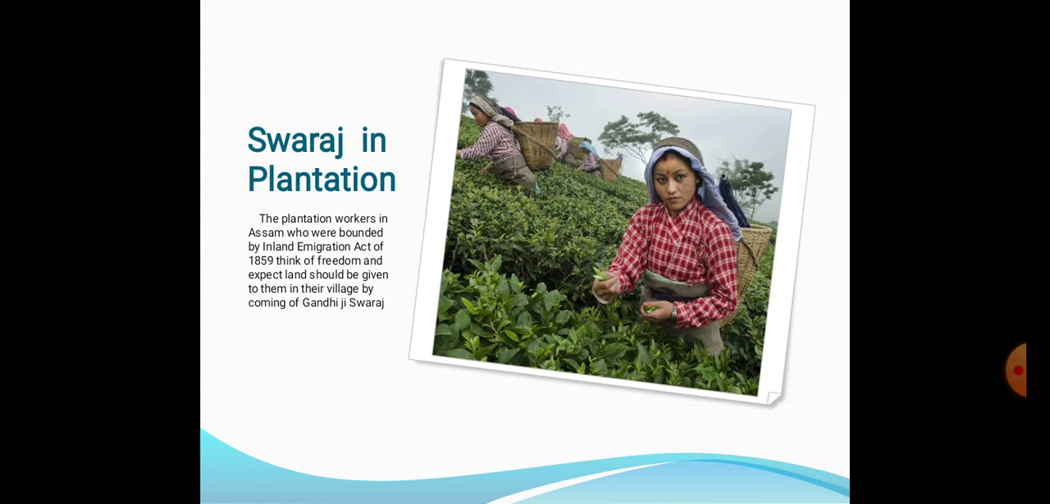Swaraj in plantation. The plantation workers in Assam, who were bound by the Inland Immigration Act of 1859, thought of freedom from bondage and expected land should be given to them in their village if Gandhiji's Swaraj dream got realized.